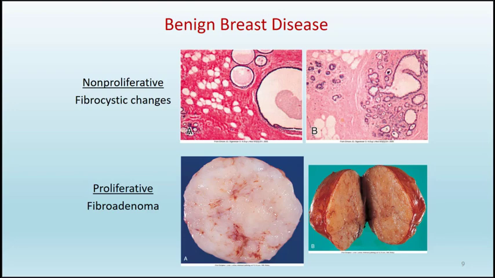Then there's also proliferative. An example would be a fibroadenoma. This is a single benign tumor in the breast. It is estrogen dependent, so it appears premenopausal when estrogen stimulates its growth. So they can look like cancer to an individual even though they're not cancer.